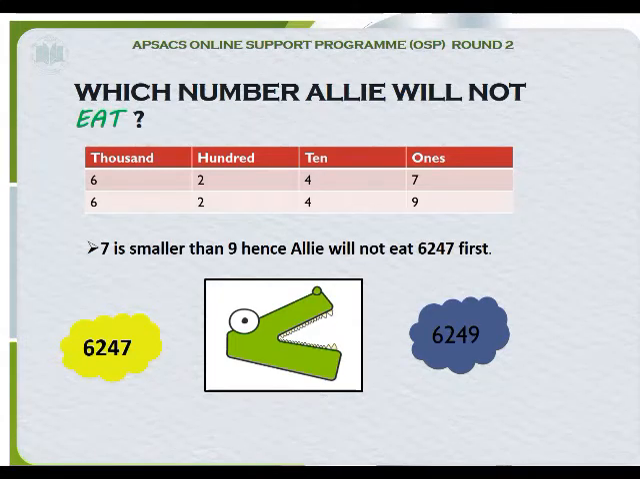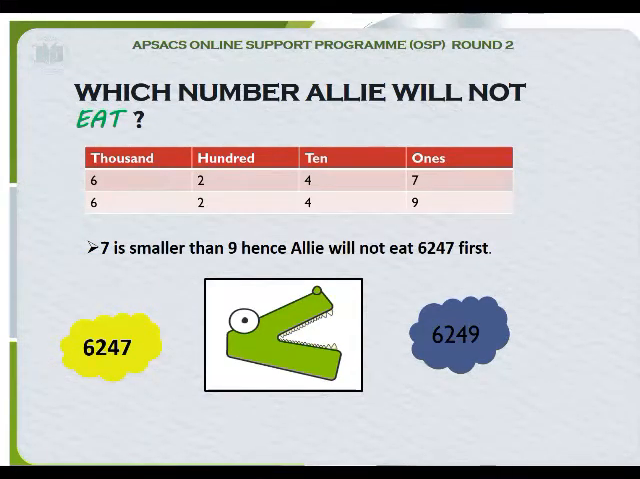So let's check the 1000 place first. In the 1000 place, both the digits are same. Both have 6. Now let's move towards 100. As you see that in the 100 place, the digits are also same. Now move towards the tens place. In the tens place, the digits are also same, that is 4.